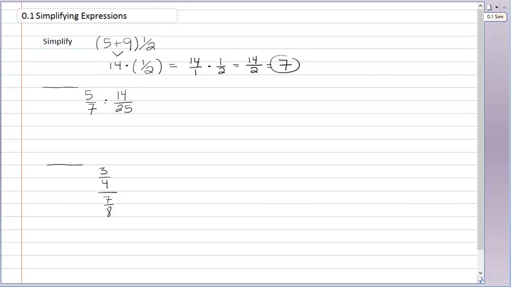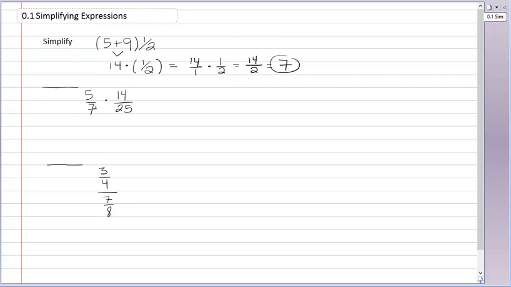Before actually performing the multiplication, we're allowed to reduce on the diagonals. So what I mean by that is any number on top can be reduced with any number below, and that's even true if it's a cross here on the diagonal. So in other words, I can't reduce 5 and 7. They don't reduce. There's nothing in common between those. And I can't reduce 14 and 25, and there's no divisor that goes into 14 that also goes into 25.